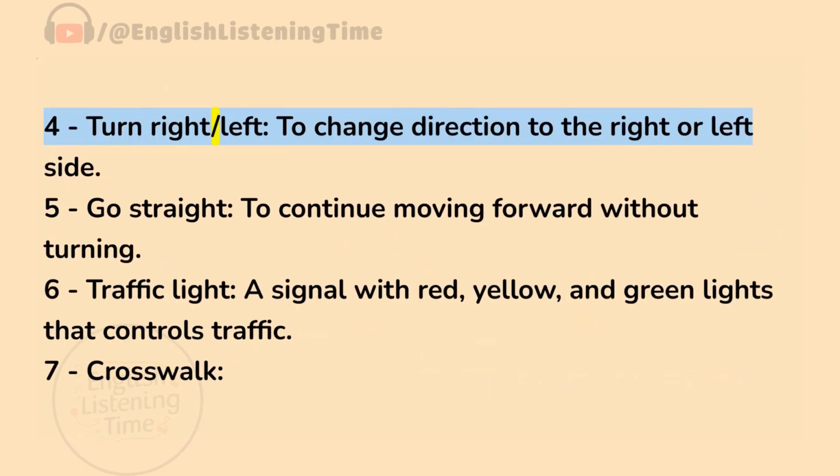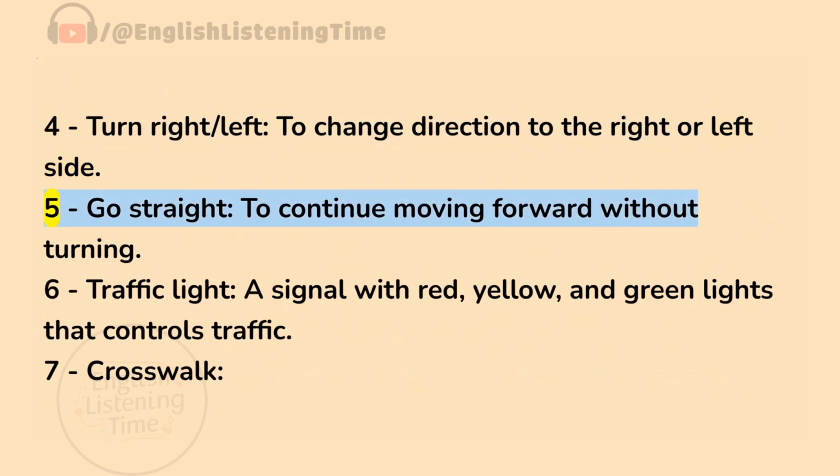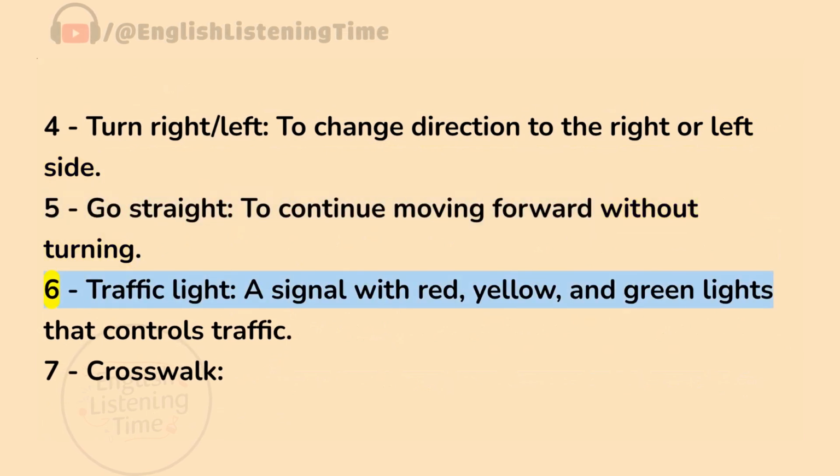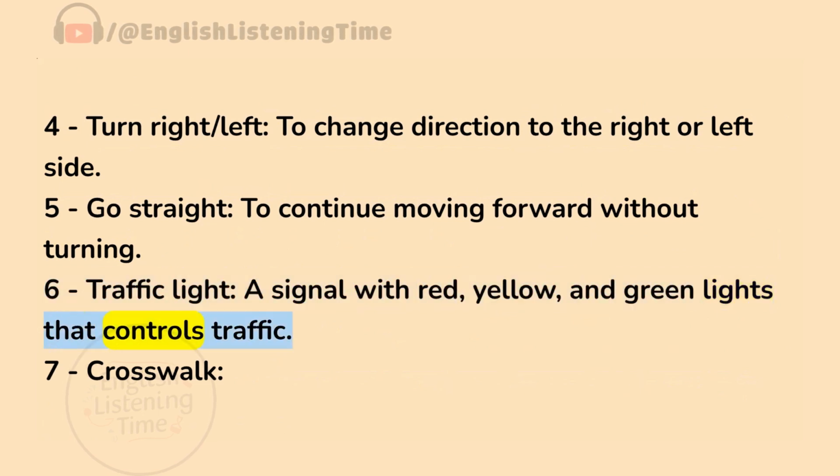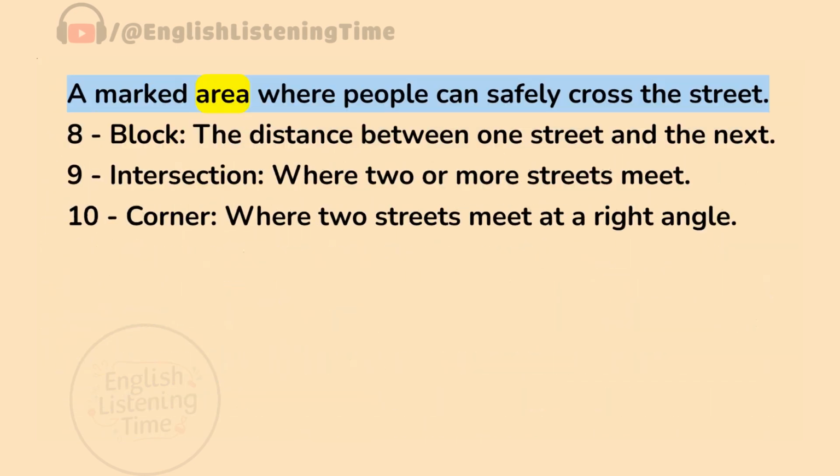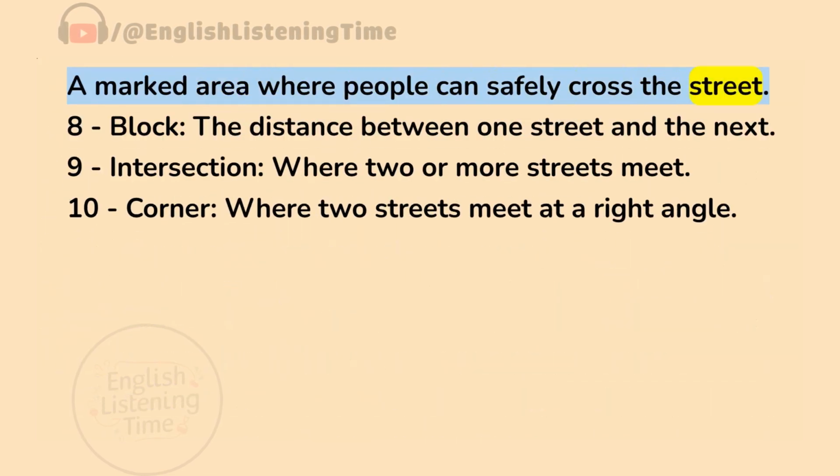4. Turn right/left, to change direction to the right or left side. 5. Go straight, to continue moving forward without turning. 6. Traffic light, a signal with red, yellow, and green lights that controls traffic. 7. Crosswalk, a marked area where people can safely cross the street.